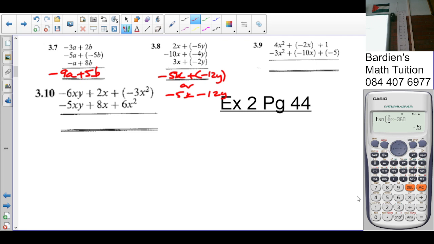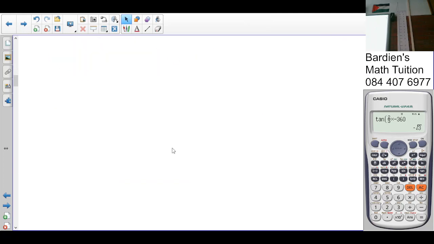Alright, what's the answer to 3.9? X squared plus negative 12x plus negative 4. You all agree with that? Which could be written as x squared minus 12x minus 4. After today's lesson, you should be able to do that as well. Okay? You will be writing it like in that second equation. Negative 6xy minus 5xy, negative 11xy. Plus 10x. Plus 3x squared. Any issues here, people? Any problems here?